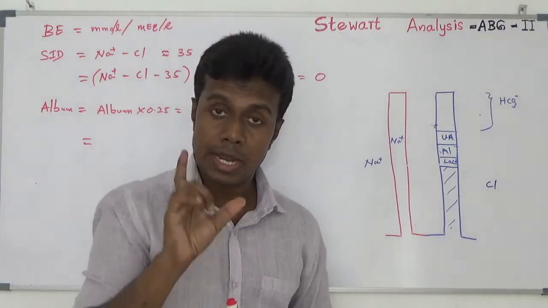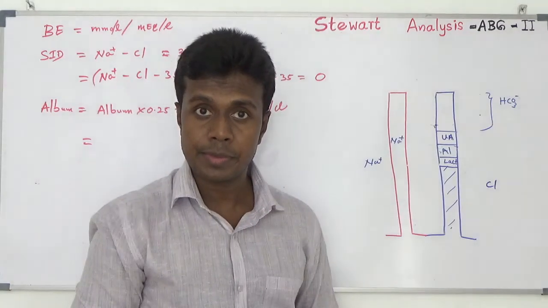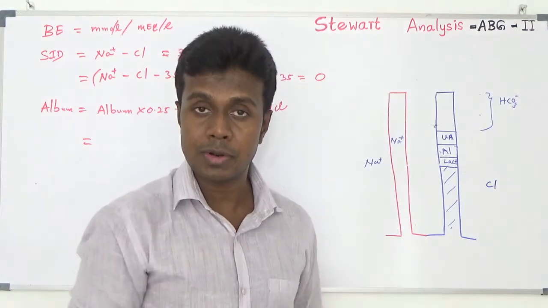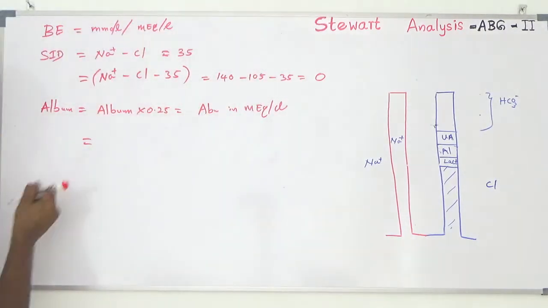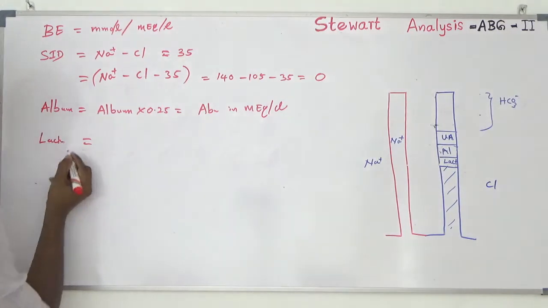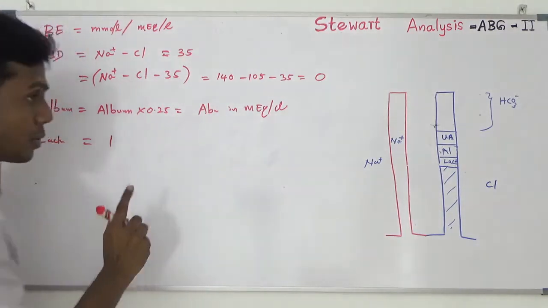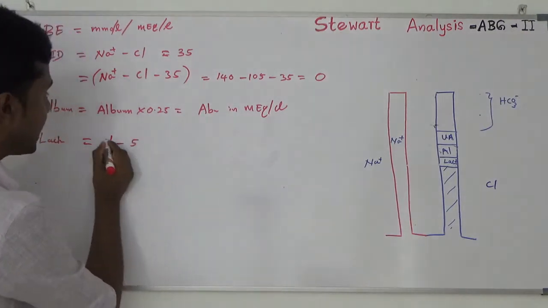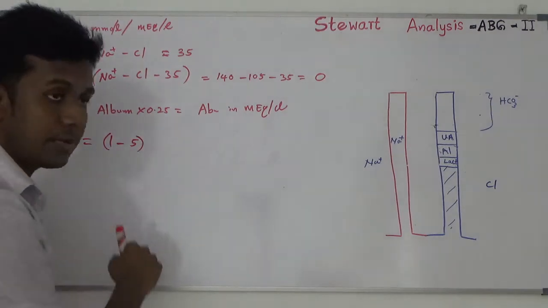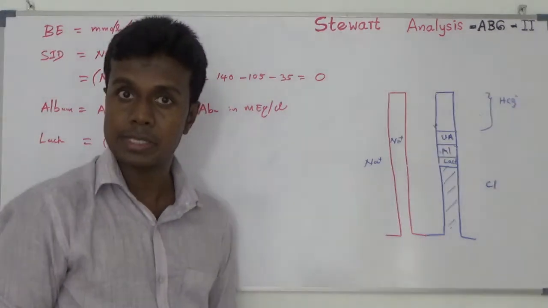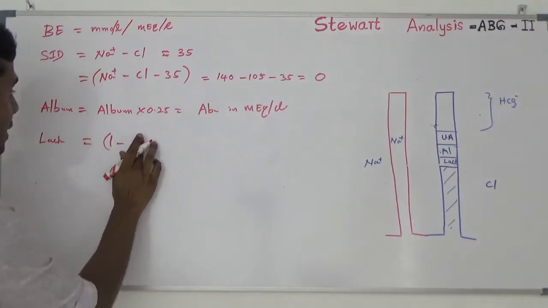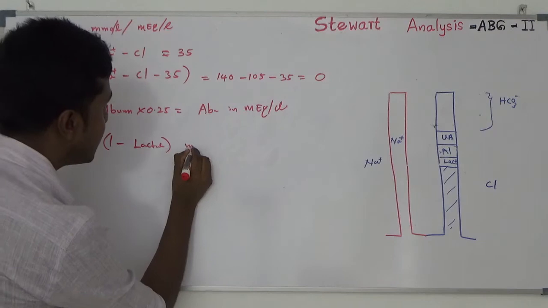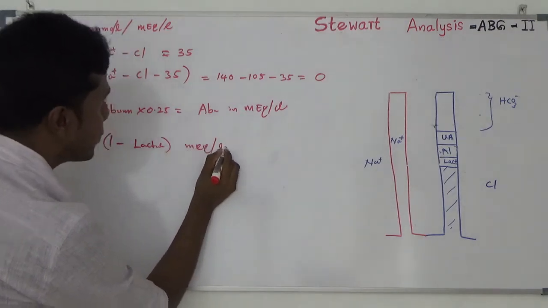My body contains lactate as well. Lactate is also one of the strong ions. They dissociate in a 1:1 ratio in millimoles and milliequivalents. Because of that, the amount of lactate I can write as: the normal amount of lactate is 1. If I have 5 lactate, the lactate increment is 4 here. So 1 minus present lactate level in milliequivalents per liter in my body right now.